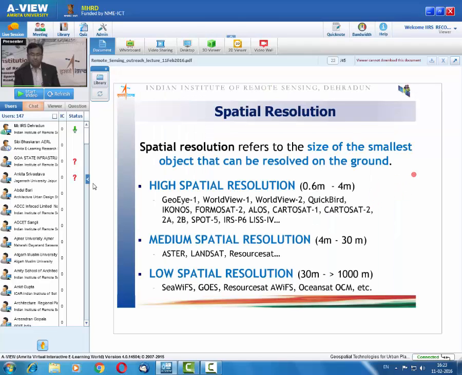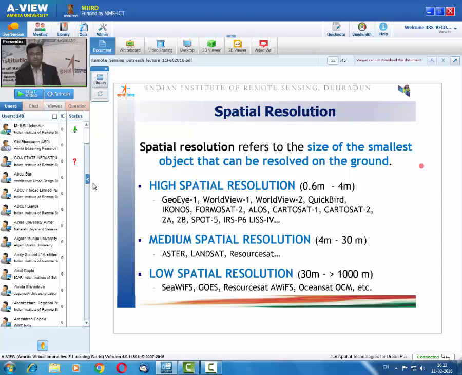Now let us try to understand each kind of resolution. The spatial resolution refers to the size of the smallest object that can be resolved on the ground. Spatial resolution is normally put into three categories: high spatial resolution, medium spatial resolution, and low spatial resolution. Normally the high spatial resolution varies from 0.6 meter to 4 meter. We have a variety of data of Indian or foreign origin.